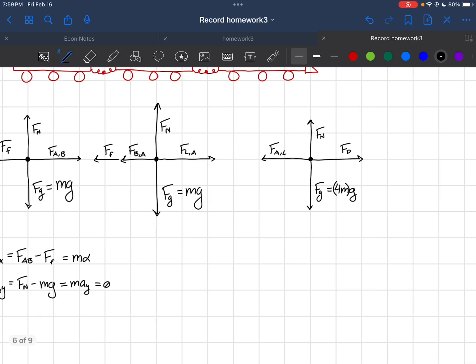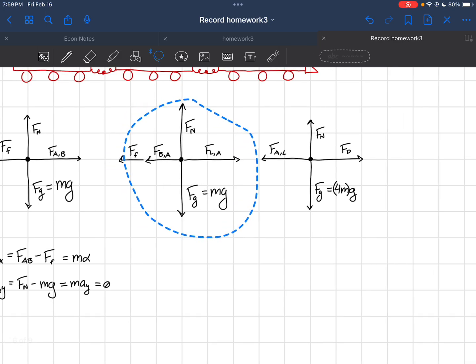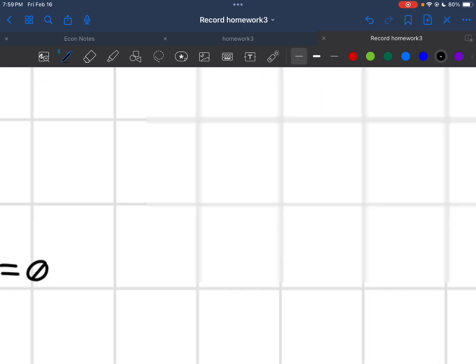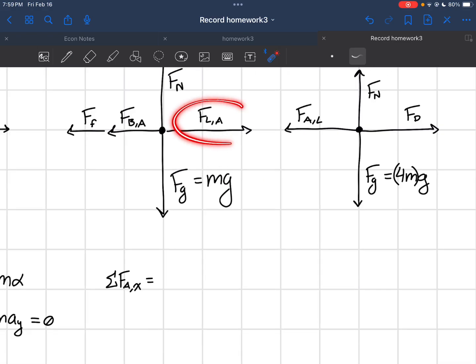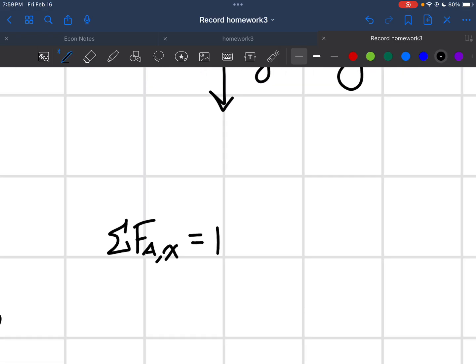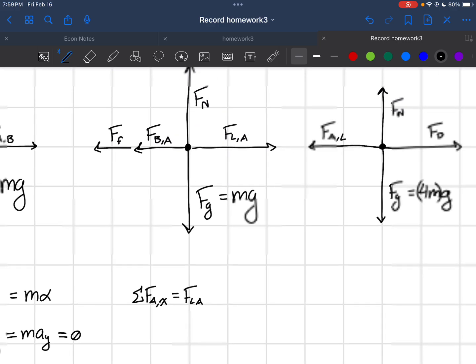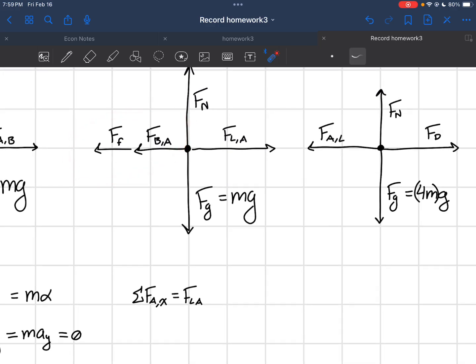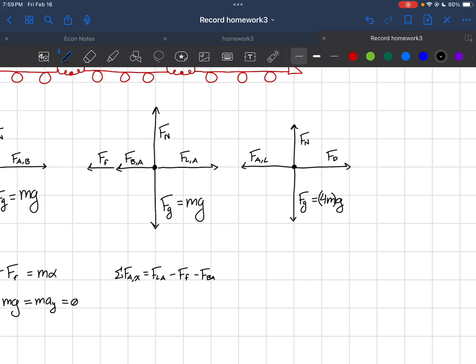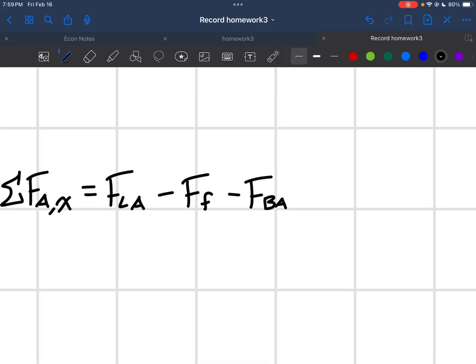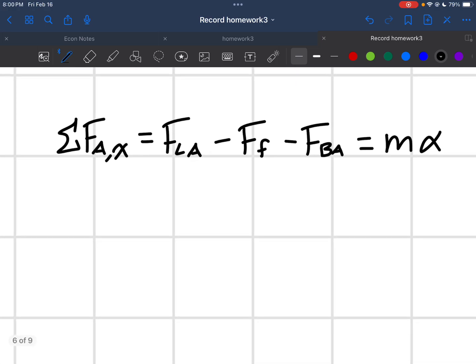On to my next car, and it looks like I'm running a little bit out of space. I'm going to be crowded together. So I can set up my sum of my forces on car A in the x direction. Again, in the x direction, I have F_LA acting in the positive, and acting in the negative x, I have F_f and F_BA, minus F_f minus F_BA. And that's all I have acting in my x direction. So again, that's going to be m times my acceleration in the x, which is that alpha.